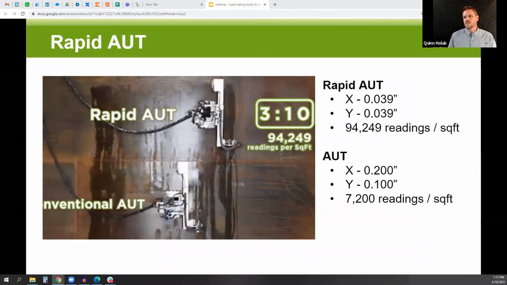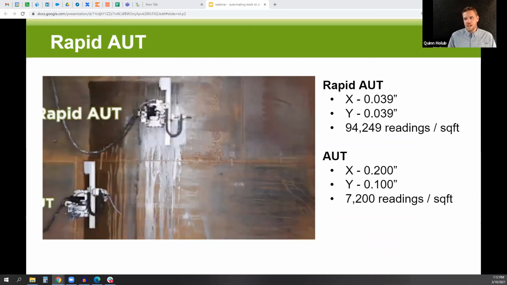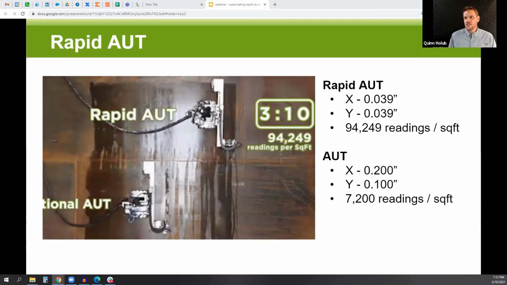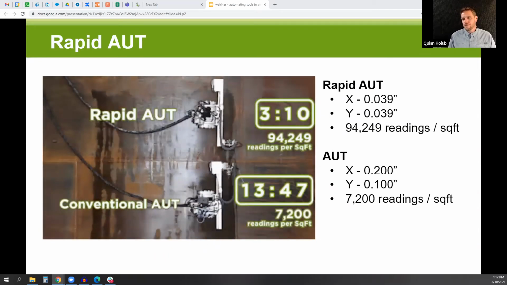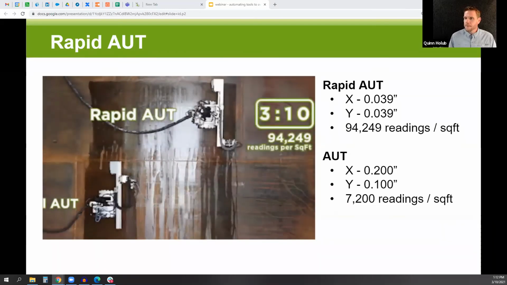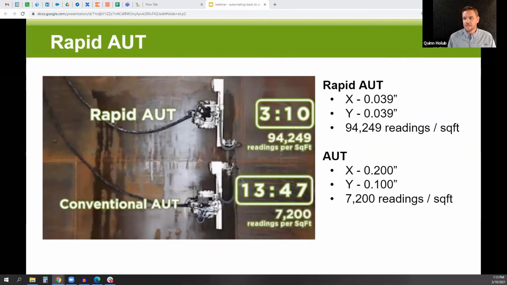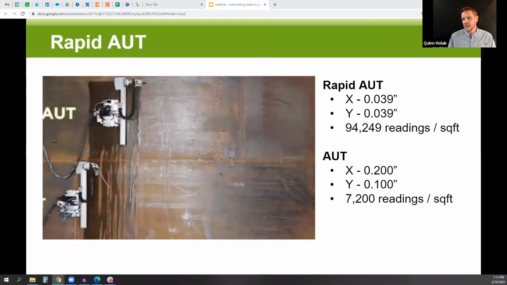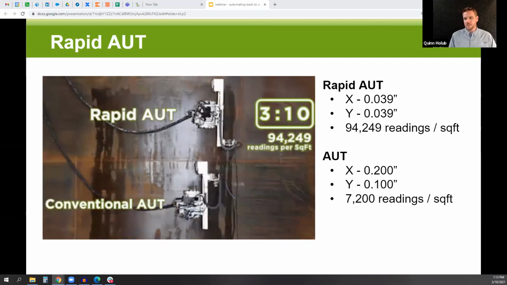So one of the newest technologies we're deploying, taking it a step further than AUT, is our rapid AUT. Here you can see the two different methodologies racing side by side on a 2 foot by 5 foot area. By adding extra elements of a phased array system, we're getting 5 times the speed and up to 10 times the data for the same amount of time or on the same inspection.